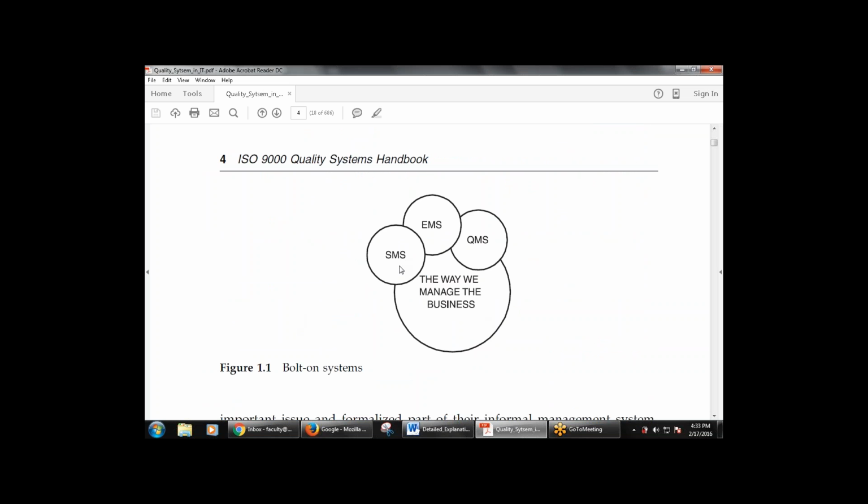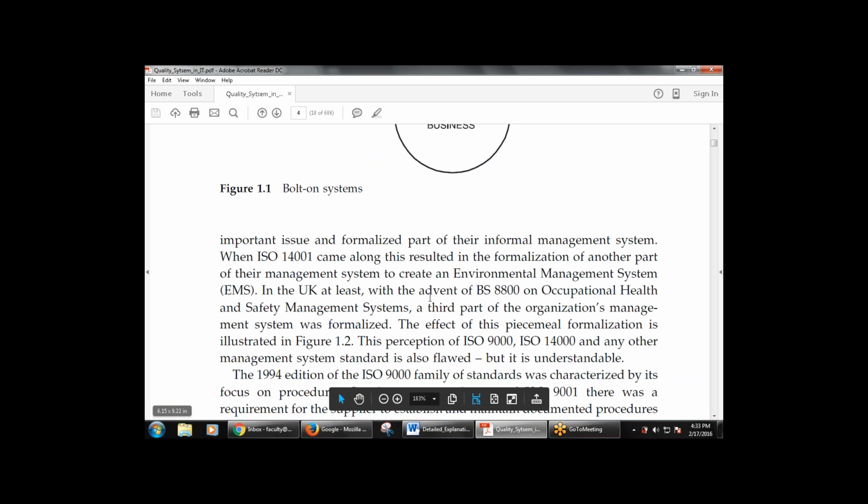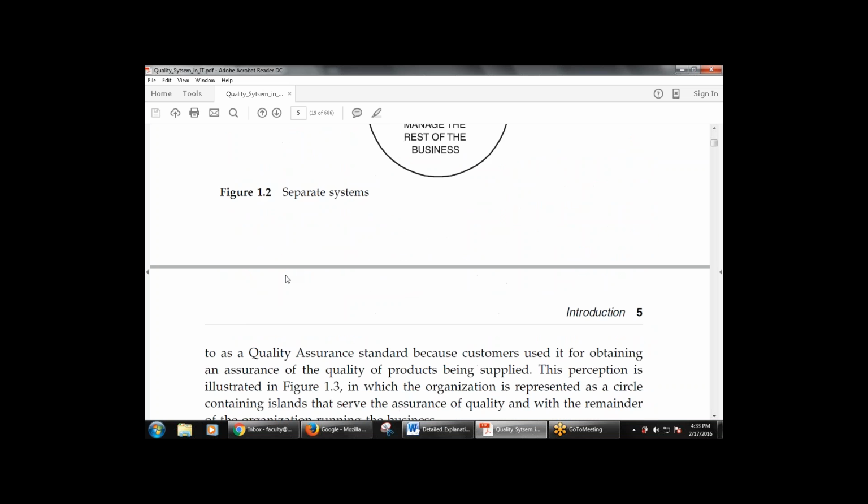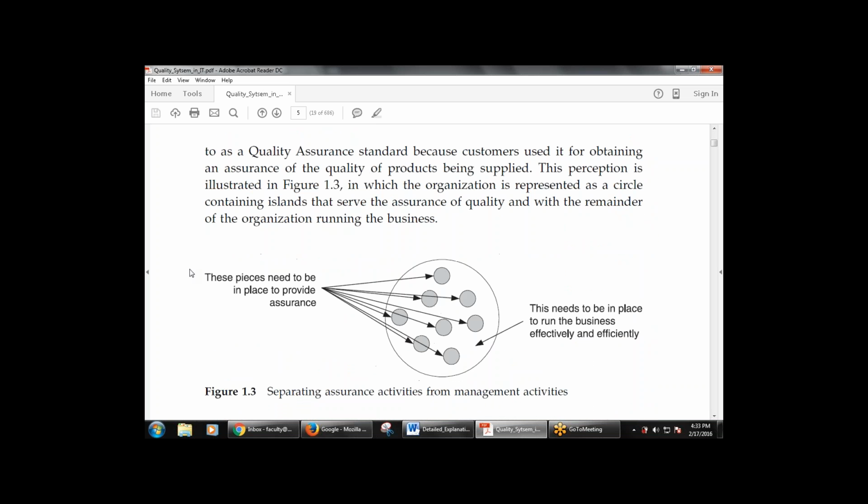That is carried out by the SMS, EMS, QMS. So this is SMS, then there is an EMS, then there is a QMS. EMS is the environmental management system that is also a part of the ISO 9000 standards. And this is a separate system. These pieces need to be placed in to provide the assurance, that is, the various management activities in which the organization is represented as a circle. So this is the organization represented as a circle.